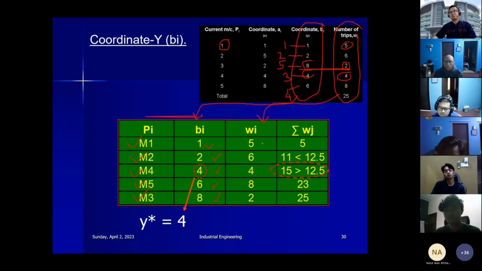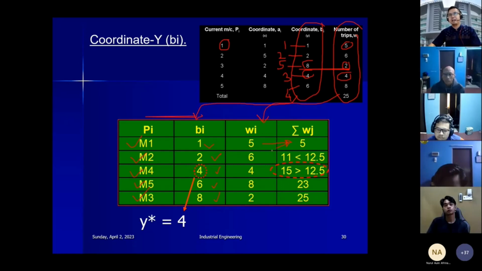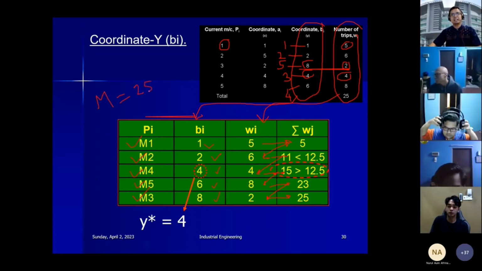Same as the previous one. 5 will be 5 here. 5 plus 6 will be 11. 11 plus 4 will be 15. 15 plus 8 will be 23. And 23 plus 2 will be 25. And look at our median. We will get the median is 25 divided by 2. I repeat again. So we will get 12.5.